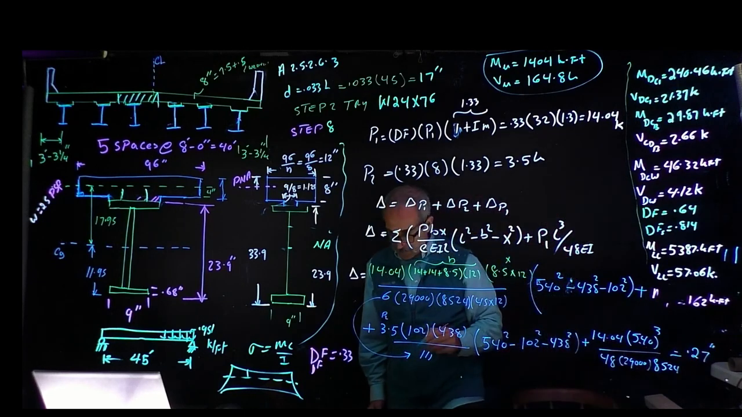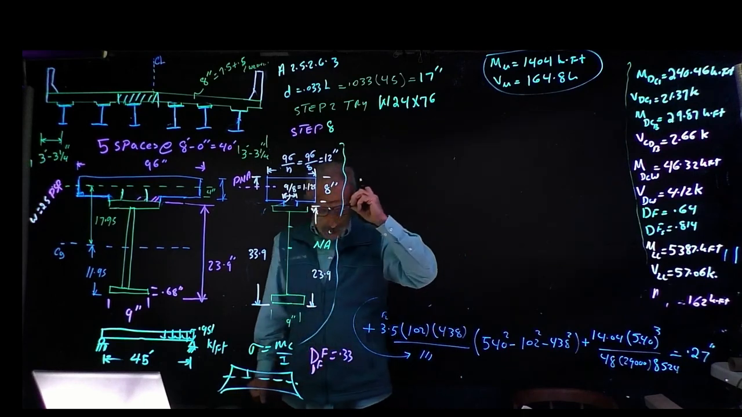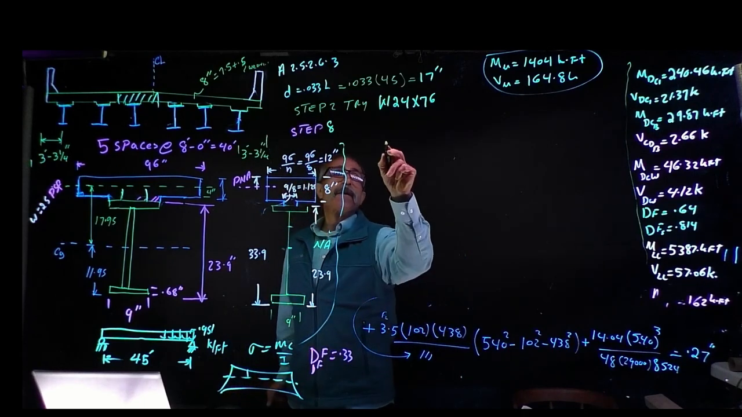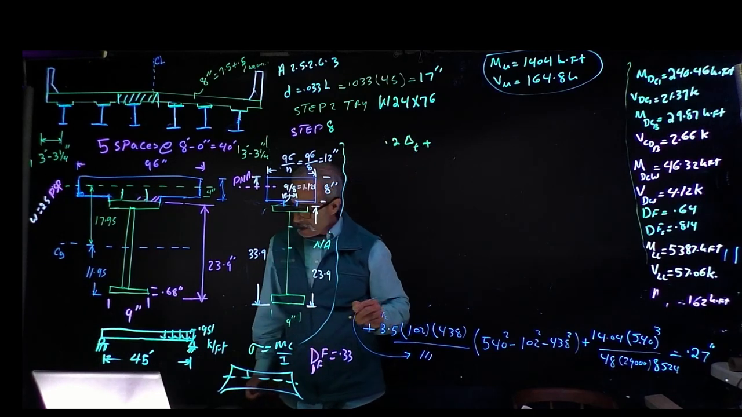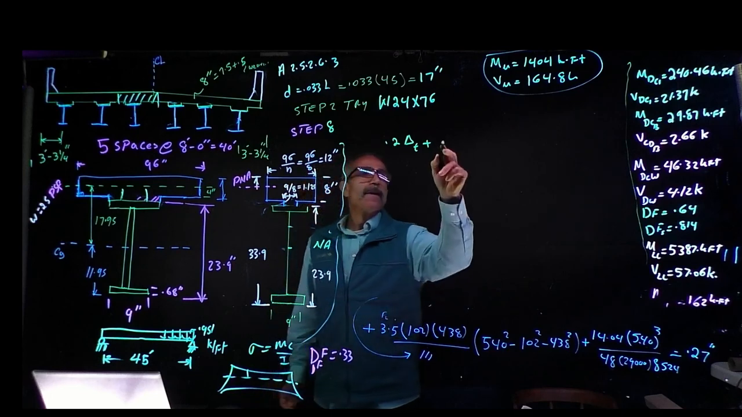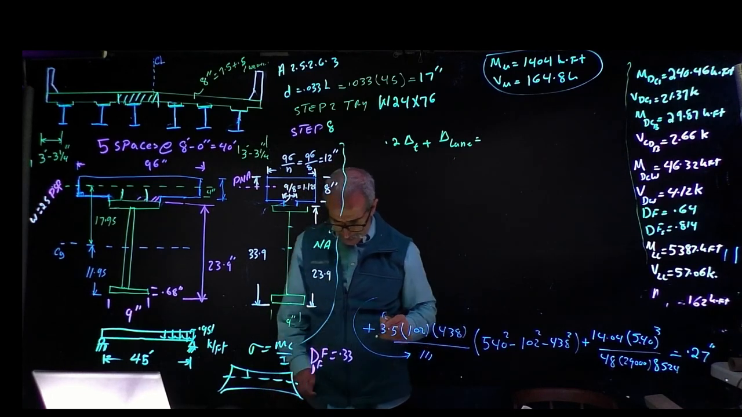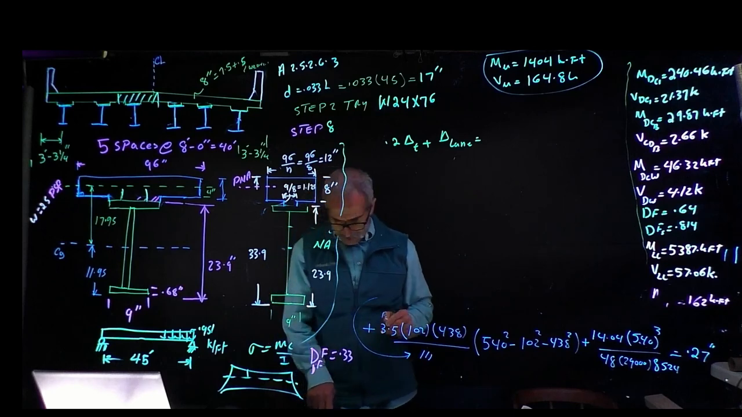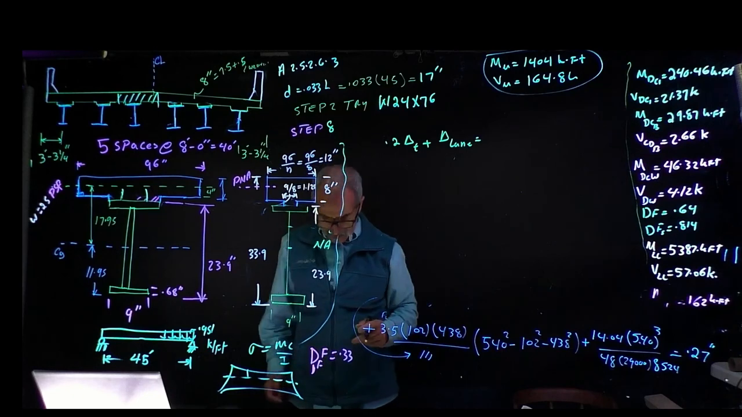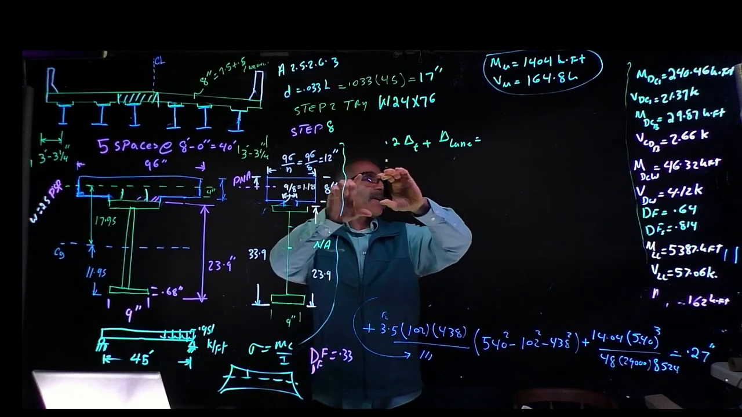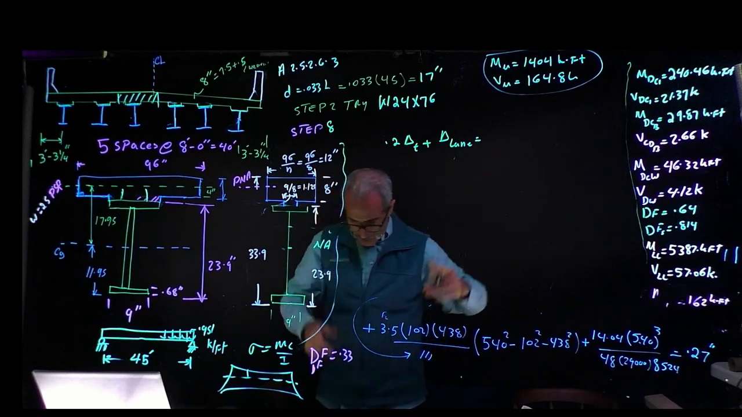Okay. Now the code says, let me erase this. Now the code says 25% truck, delta T, plus delta lane. And then we're going to calculate that. So 25% of the truck, we already have the truck. So delta lane is basically based on that 0.64 kip per foot uniform distributed load. So that's easy.